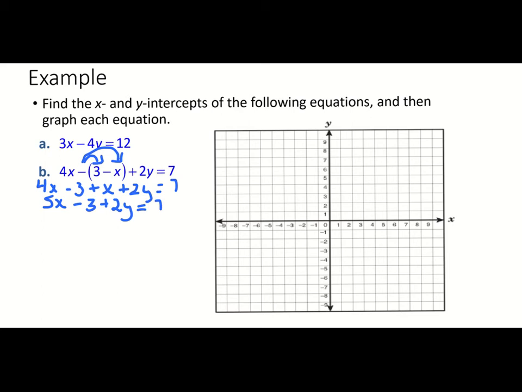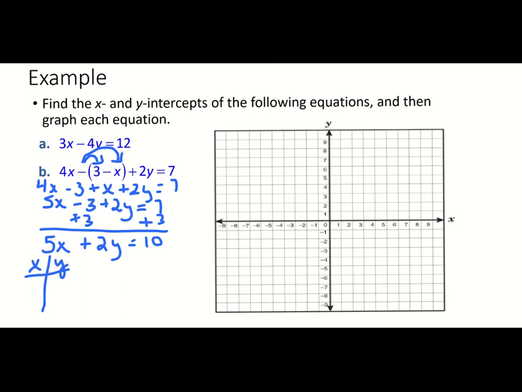And then we just want x and y on the left side, not the 3. So I'm going to add 3 to both sides. And that is going to give me 5x plus 2y equals 10. And now I am going to find my intercepts. So again, I'm going to make my T-chart.